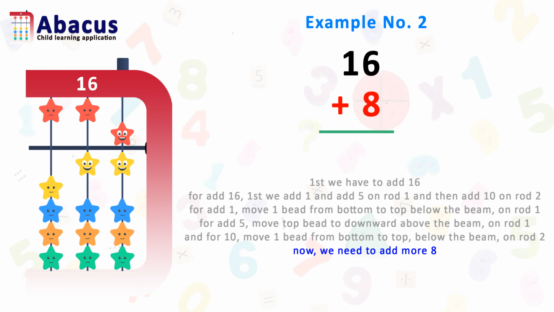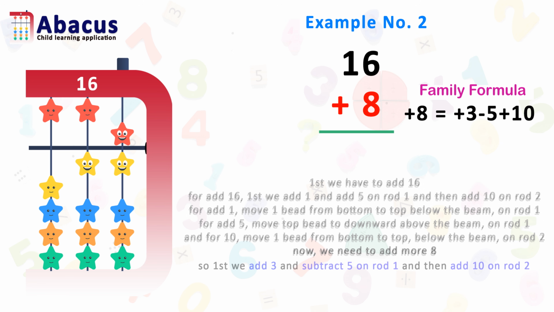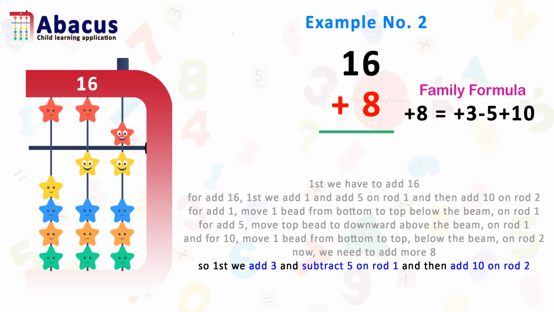Do you have an idea how we can add 8 here? Okay, let me help you. Because here in the bottom we have just 3 beads, we can't add 8 beads. So here we have to use the family formula for adding 8. The formula for plus 8 is equal to plus 3 minus 5 plus 10. So first we add 3 and subtract 5 on rod 1 and then add 10 on rod 2.